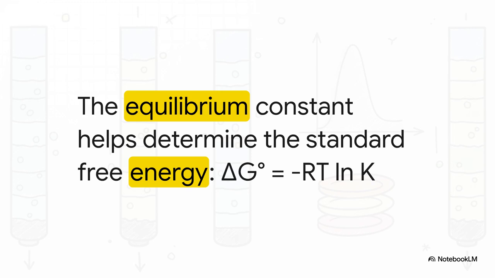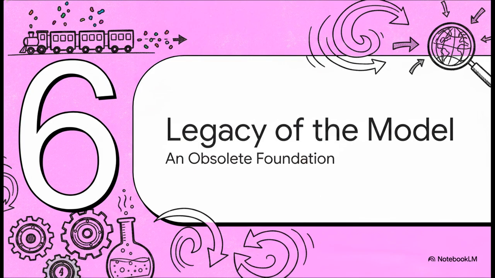The equilibrium constant, K, defines the concentration of the analyte in the stationary phase divided by the concentration in the mobile phase. Now, because we can determine K from real experiments, if we happen to know the temperature, we can use it to determine the variation of the standard free energy. That's delta G0. It's a calculation that proves these imaginary, stop-motion steps are deeply rooted in the universal laws of thermodynamics. And finally, part 6, legacy of an obsolete model.